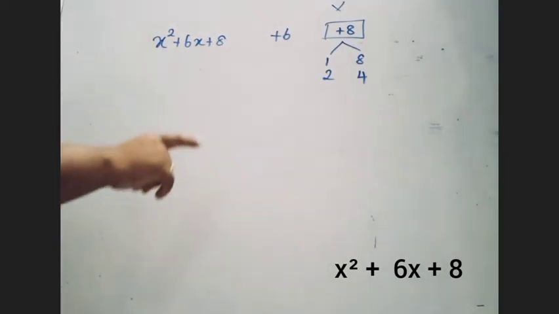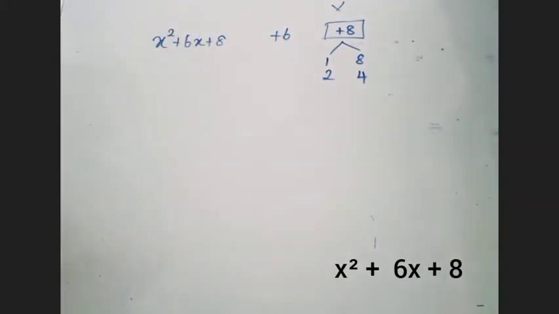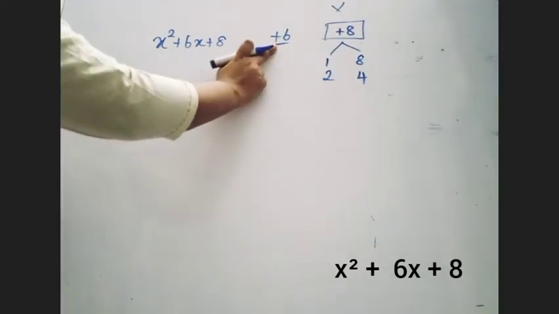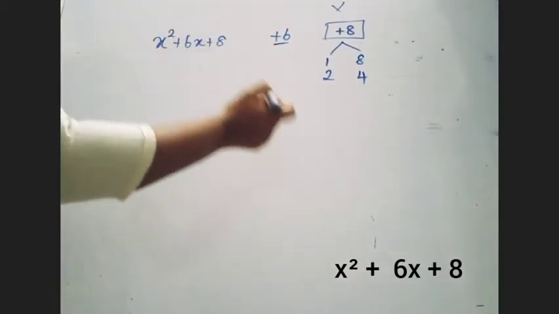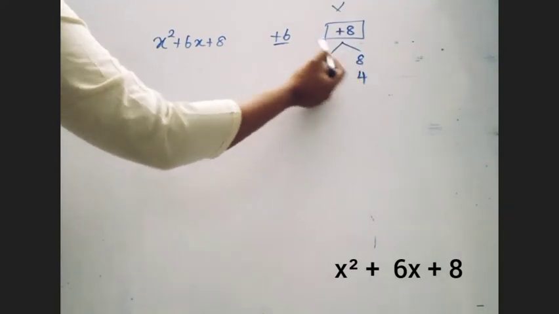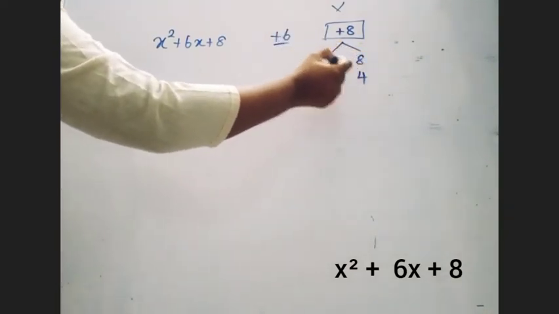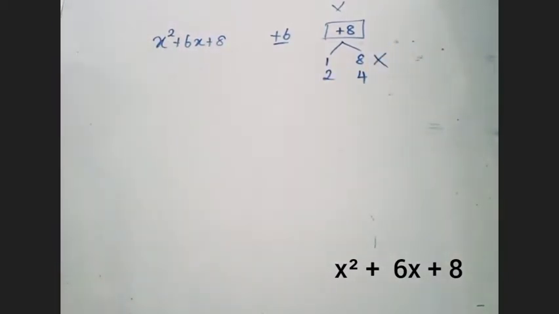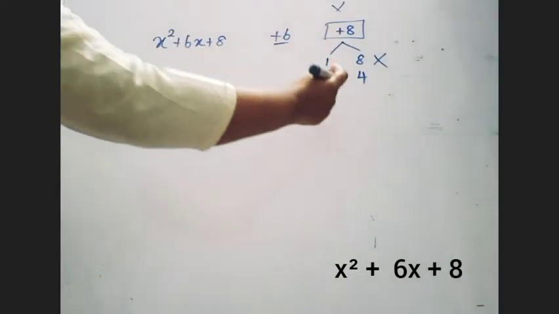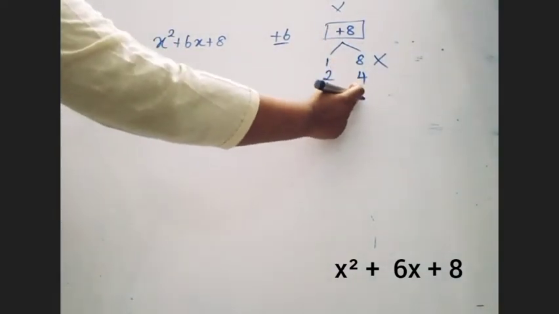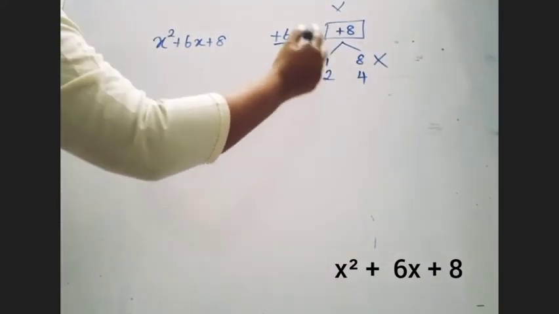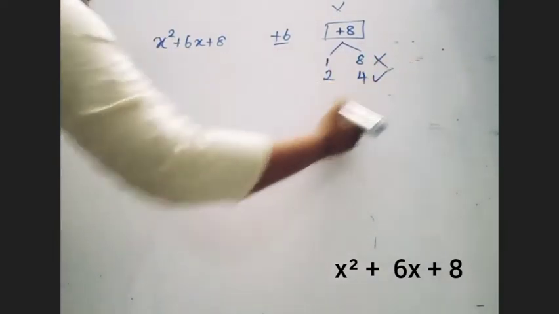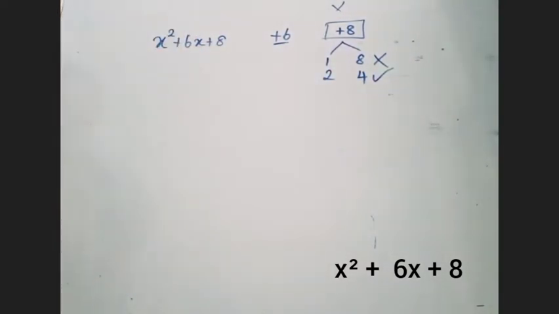Okay. In order to do that, let's consider the middle term, which is positive 6. When you add, children, you should get the value positive 6 here. So can you get positive 6 when you add these two values, 8 and 1? No. So this is not the correct pair. Now this is the correct pair, because 2 and 4 when you add, you will get positive 6. So this is the very first step.